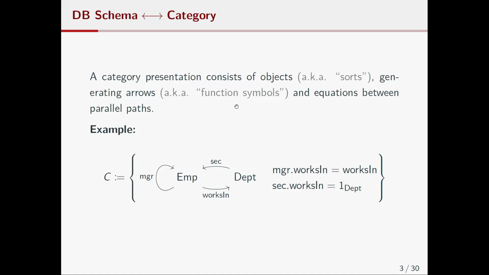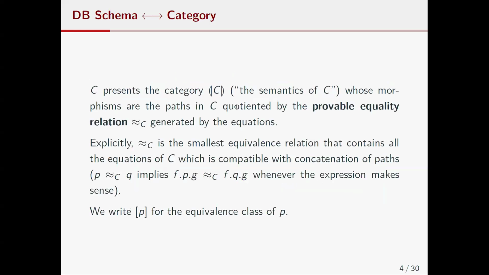Say that manager followed by works-in, after manager, right? We're writing from left to right, and the dot is concatenation of paths, is equal to just works-in, and we'll talk about that later, maybe, if it's really important. And there you can see what I'm talking about. Every category presentation will give a category, which we'll call the semantics of C, or the interpretation of C, where the morphisms are paths quotiented by a relation that we'll call provable equality, right? Because we're really working with equational logic here. And anything you can prove from those equations will be provably equal.